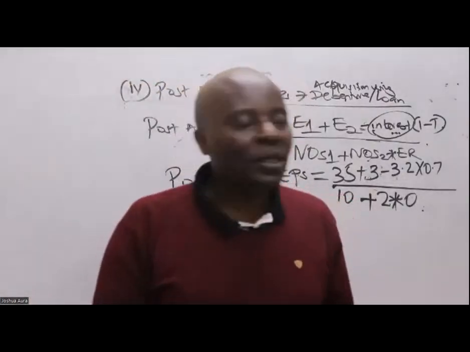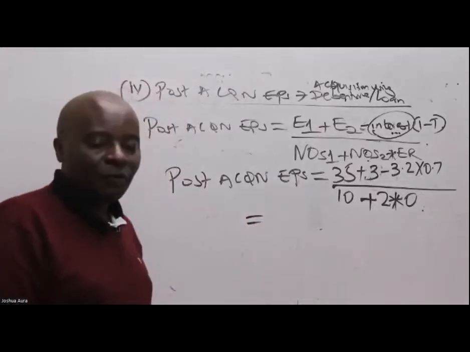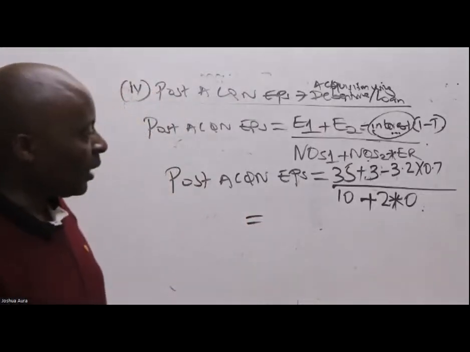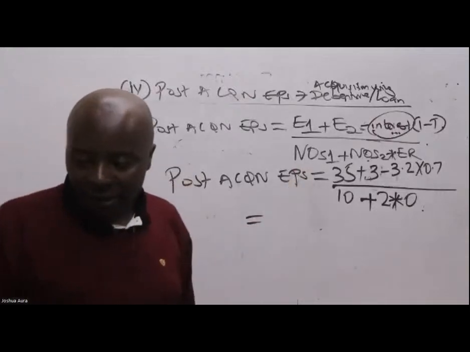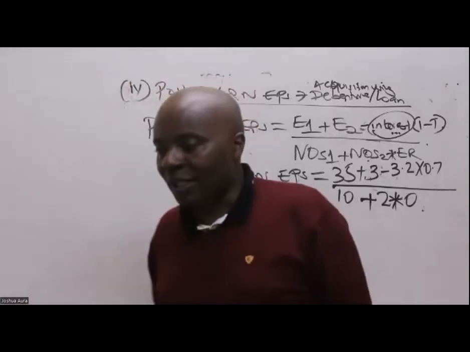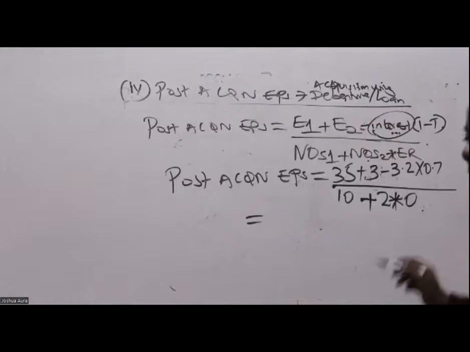Could you kindly give me the value of the numerator? 35 plus 3 minus 3.2 times 0.7. Please give me the value there. So according to Bwana Silas, it is 35.